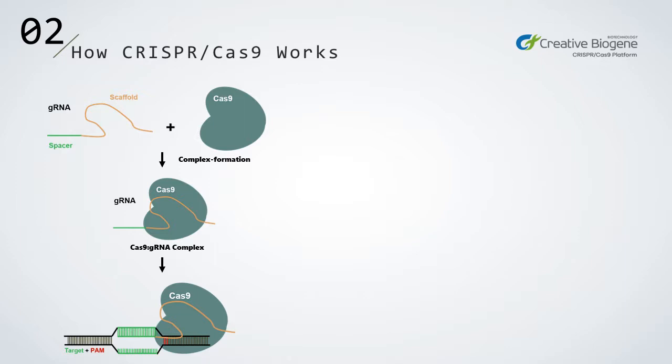Once the guide RNA finds its target, the Cas9 nuclease will transition from the binding state to the cleavage state with the help of PAM, followed by a double-strand break at about 3 to 4 nucleotide positions upstream of the PAM sequence. Double-strand break is repaired by non-homologous end joining or homology-directed repair mechanisms, depending on the presence or absence of a repair template.